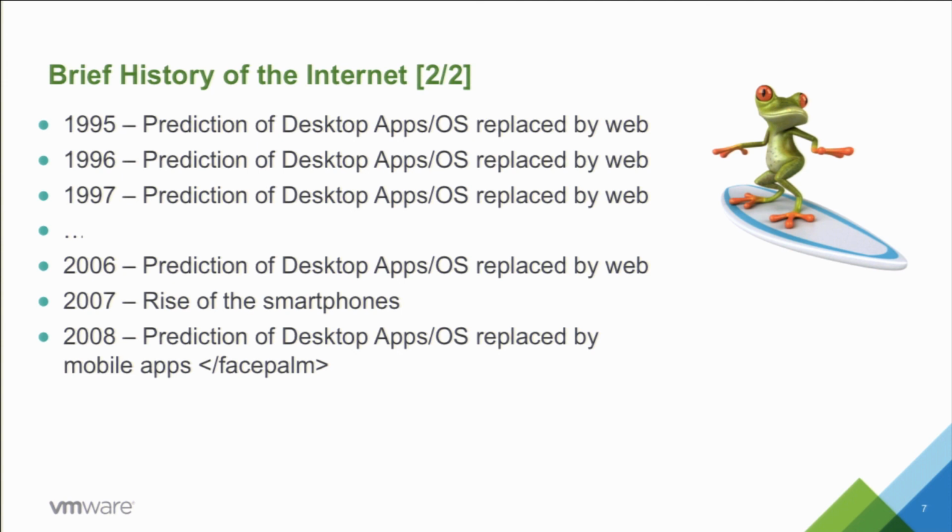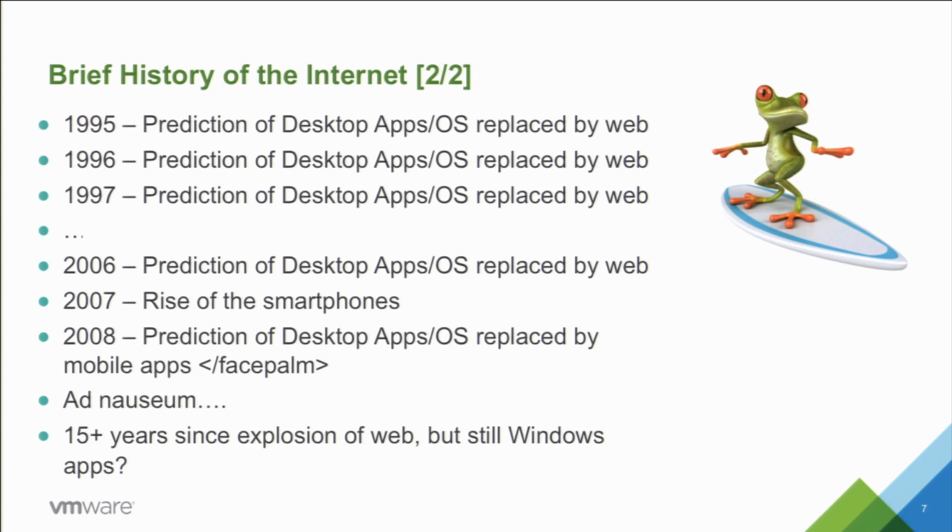Now, the mobile app, in fairness, is an extension of the web, right? A mobile app is some native code that more than likely consumes web services behind the scenes. But at the end of the day, it's still people arguing around the same thing of Windows apps and the Windows desktop are dead. And I don't believe that's true, at least not in the short term, and probably not for the long term. So we keep having this conversation ad nauseum. And it's been over 15 years since the explosion of the web, and there's still a lot of Windows apps. Why is this the case? I'll get into that in just a second.